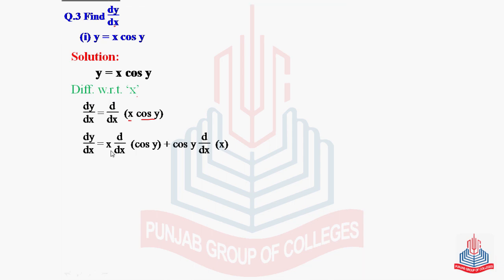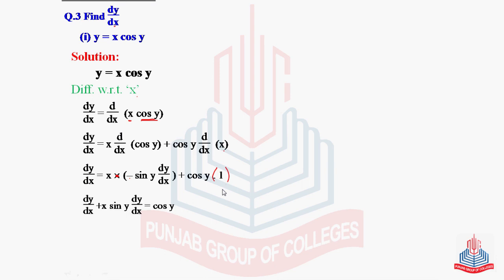Now by using product rule, x will be as it is, derivative will apply on cos of y, plus cos of y will be as it is and derivative will apply on x. X into, the derivative of cos y will be minus sine y, and then derivative will apply on this angle, which will become dy by dx, plus cos of y will be as it is and derivative of x will be 1.